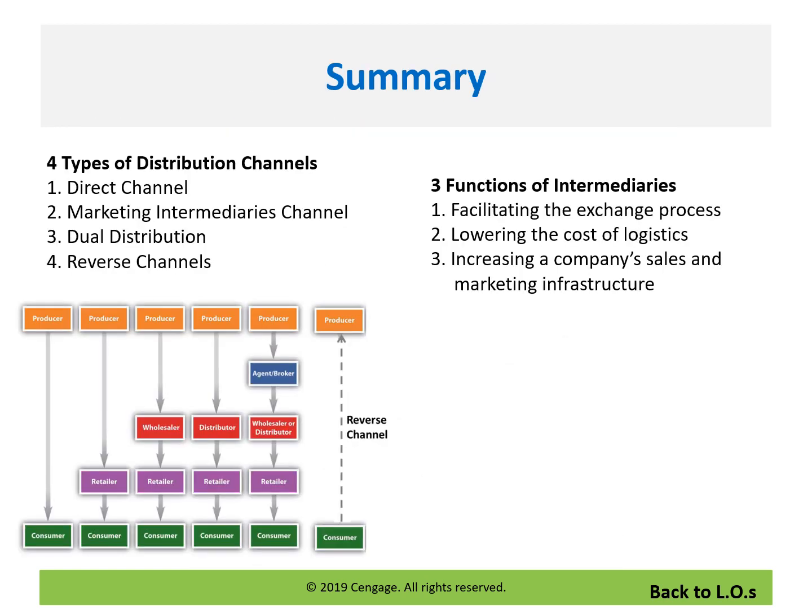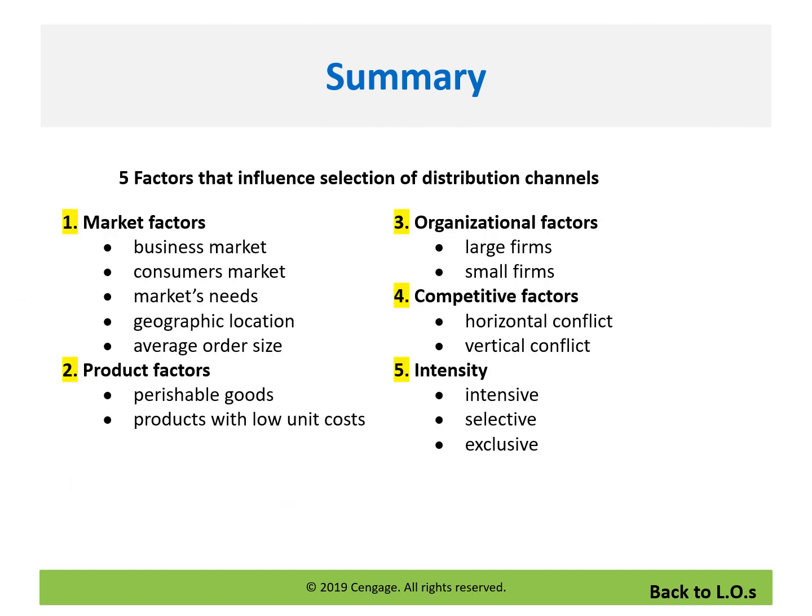To summarize this chapter, we discussed the four types of distribution channels, namely direct channel, marketing intermediaries channel, dual distribution, and then reverse channels. We also discussed the three functions of intermediaries, which include facilitating the exchange process, lowering the cost of logistics, and increasing a company's sales and marketing infrastructure. Then we also discussed the five factors that influence selection of distribution channels, which include the market factors, product factors, organizational factors, competitive factors, and intensity of distribution.